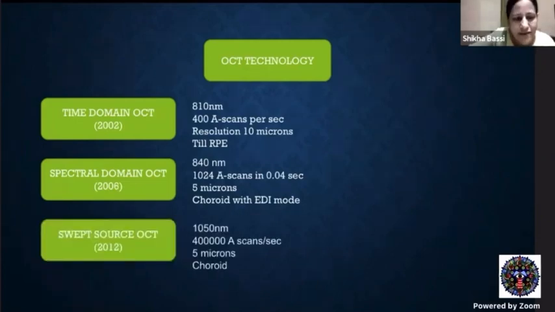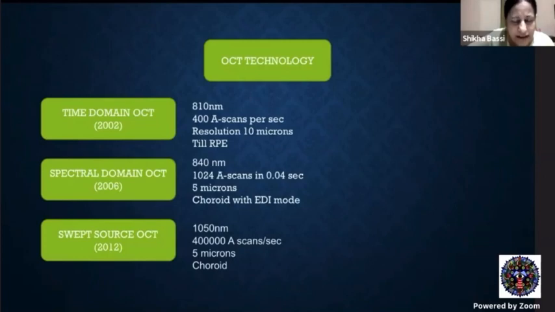Then in 2012, we got swept source OCT, where the light source is not visible to the eye. That is, the wavelength is 1050 nanometers. And look at the speed. We are getting 4 lakh A scans per second. Resolution is excellent, 5 microns. And again, we are able to reach the choroid, the depth of the choroid.